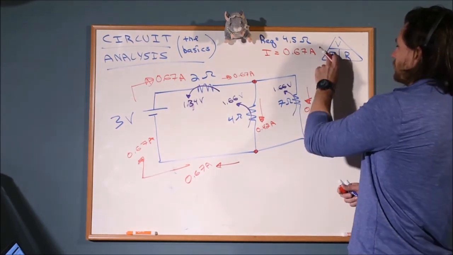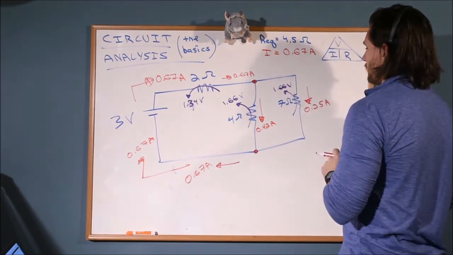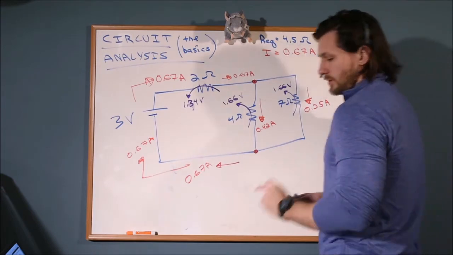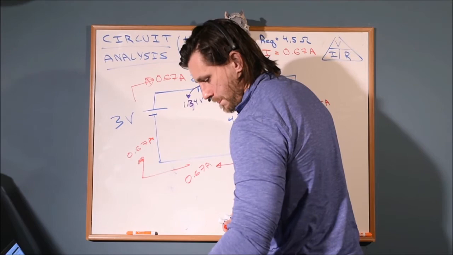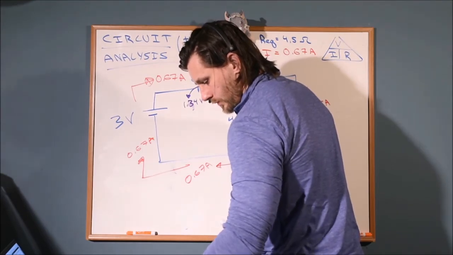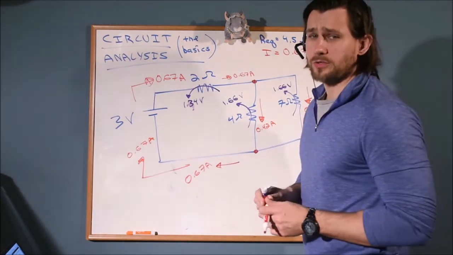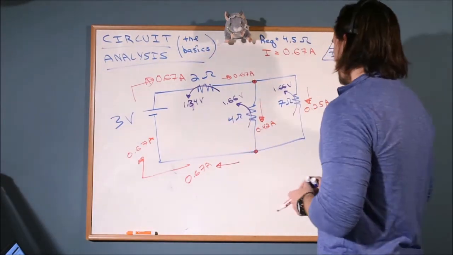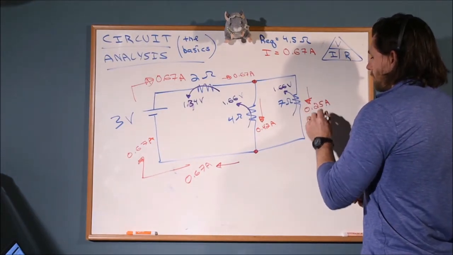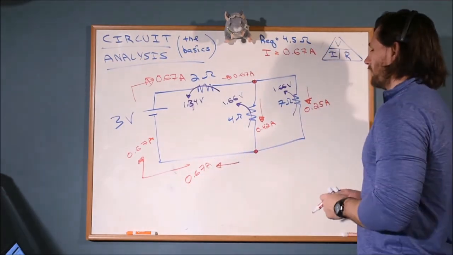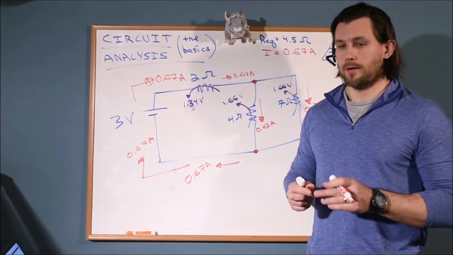Just to check our math, we can also do I is V over R again, 1.66 divided by 7, and we get 0.237. The numbers aren't always going to work out to be perfect because there's rounding going on everywhere, but that's okay as long as you're close enough. And when you add these two together, of course, you get 0.67, and we're done. So keep those circuit rules in mind.